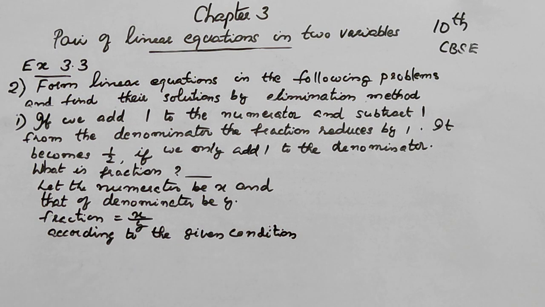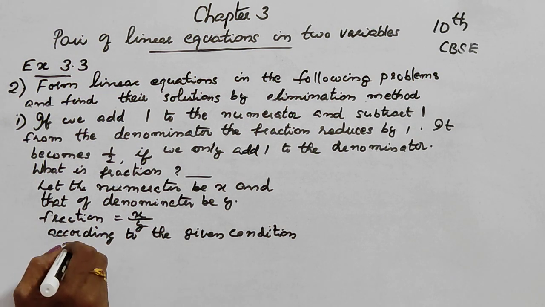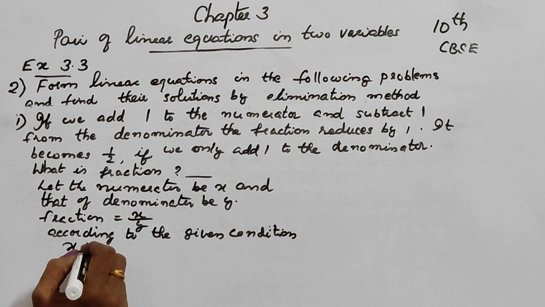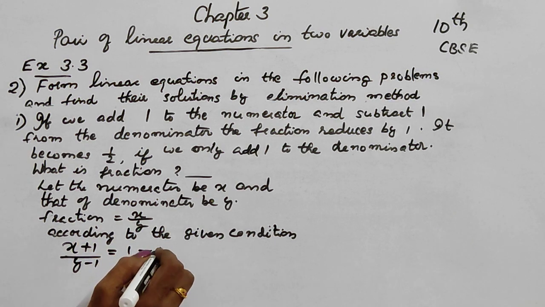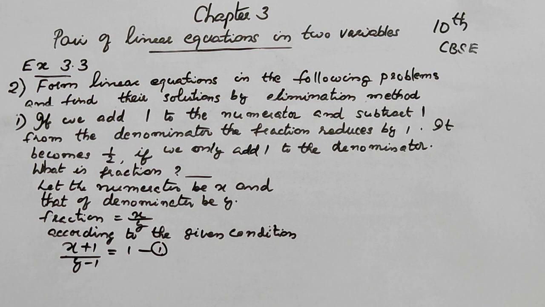What is the condition here? Add 1 to the numerator and subtract 1 from the denominator. Add 1 to the numerator, we'll write the equation. The fraction is x by y. Add 1 to the numerator and subtract 1 from the denominator, the fraction equals 1. Reduces to 1 means equals 1.